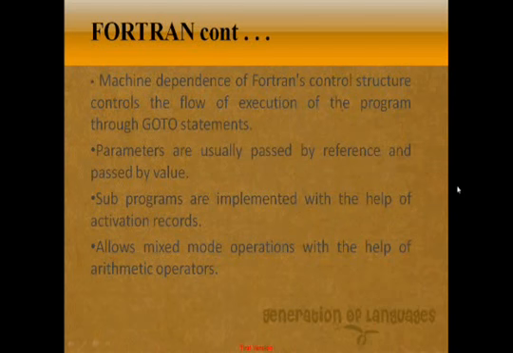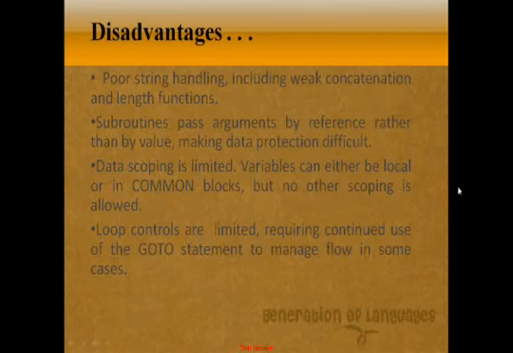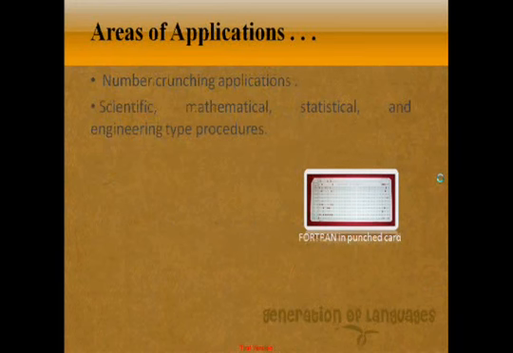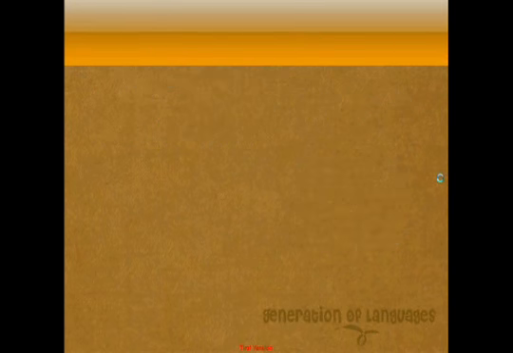Fortran's control structure controls the flow of execution of the program using goto statements. Parameter passing is done by pass by reference and pass by value. It also allows mixed-mode operation, and subprograms are implemented using activation records. Data protection is not at a high level because subroutines pass arguments by reference rather than value. Data scoping and loop controls are limited. But still, Fortran is used for number crunching applications as well as scientific engineering type procedures.